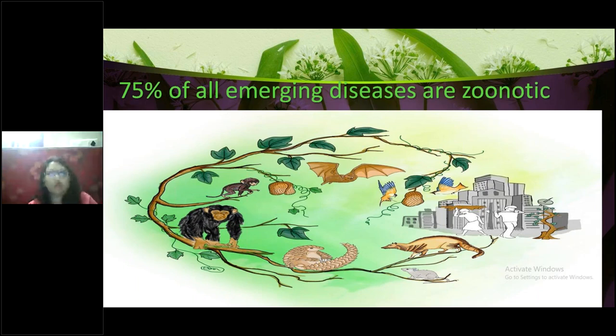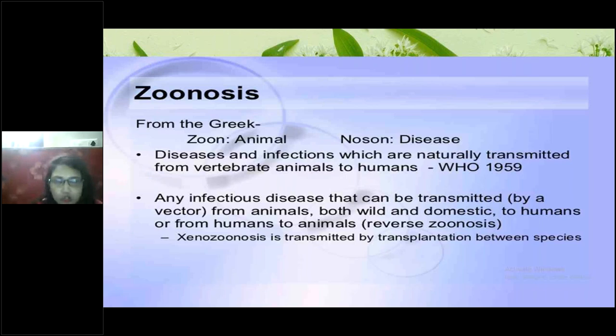Okay, so zoon is basically animal and nosis is a disease. So zoonotic diseases are diseases which originate from animals. And basically these are diseases and infections which are naturally transmitted from vertebrate animals to humans, as WHO gave in 1959 as the definition of zoonotic diseases. So most of them are diseases which are primarily those of animals, and man can be an accidental host. So that is what primarily can be a zoonotic infection.